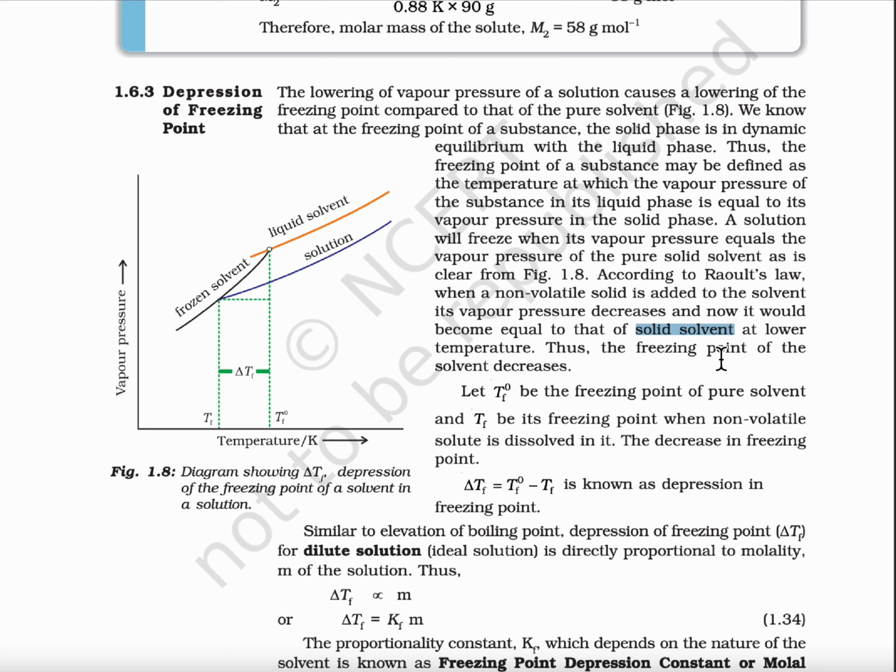So when it is equalizing, the solution will freeze when its vapor pressure equals the vapor pressure of the pure solid solvent. And now, when the vapor pressure of the solution has decreased on its own, it would become equal to the vapor pressure of the solid solvent even at lower temperatures than the normal freezing point, and that is why the freezing point of the solution decreases.